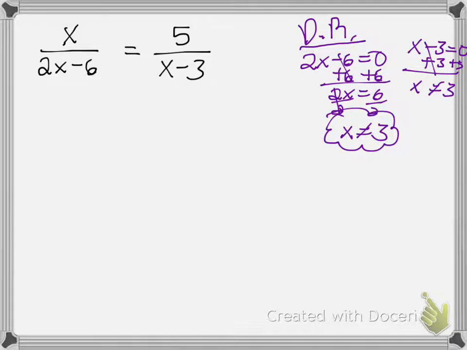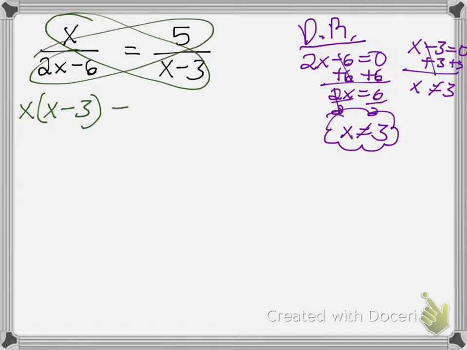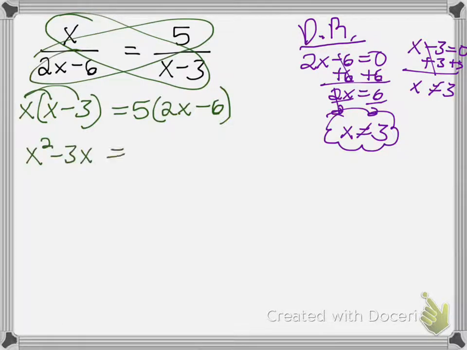All righty. Now, to actually solve this rational equation, I'm going to cross multiply. Multiplying x times x minus 3, and 5 times 2x minus 6. So I'm going to go ahead and distribute my x, and that will give me x squared minus 3x. I'm going to distribute my 5, and that will give me 10x minus 30.